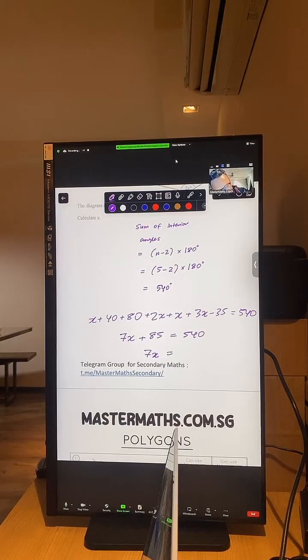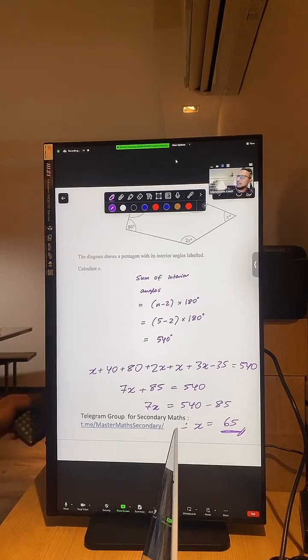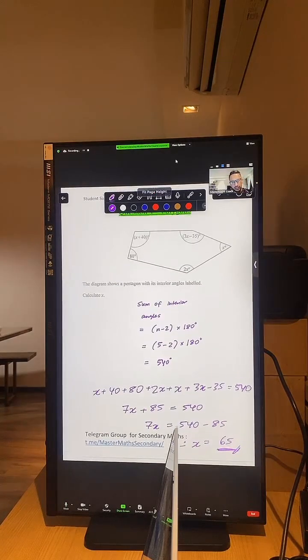So 7x will be 540 minus 85. What will x be equal to? Let's use our calculator. 540 minus 85 is 455. 455 divided by 7 is 65. So the answer for x is 65. Do you all get it? I hope you all did. So if you did, well done. You got this question correct.